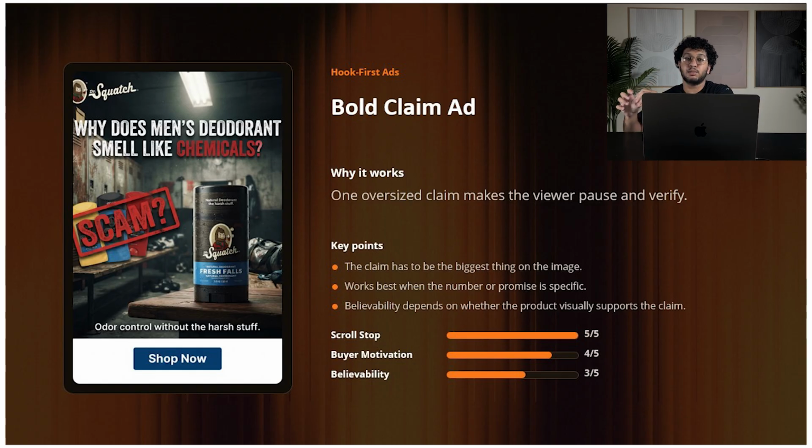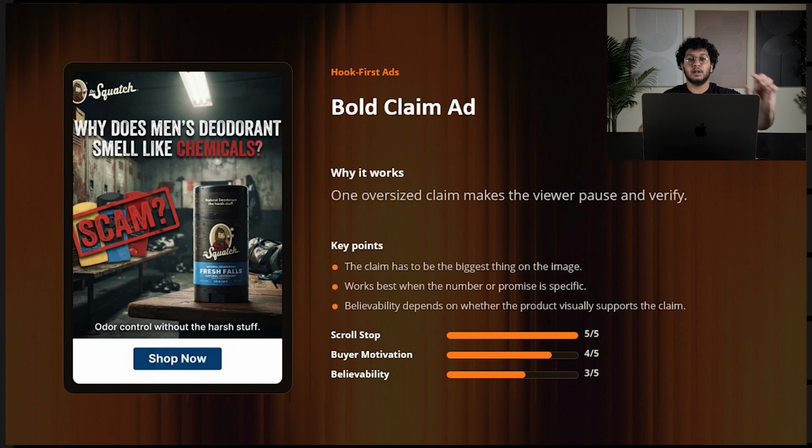It also scores pretty well on buyer motivation because the claim tells you why the product matters. The only reason I didn't put this in S tier is because of believability. Bold claims are powerful, but they're also fragile. If the number feels exaggerated, unsupported, or too good to be true, the whole ad falls apart. So the rule with bold claim ads is simple. The claim has to be big, specific, and visually supported by the product.